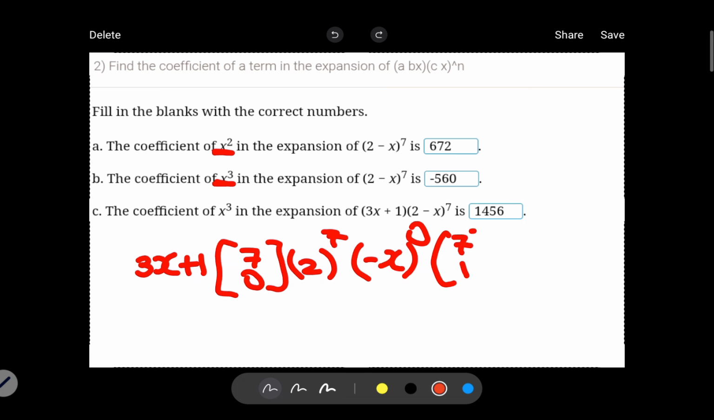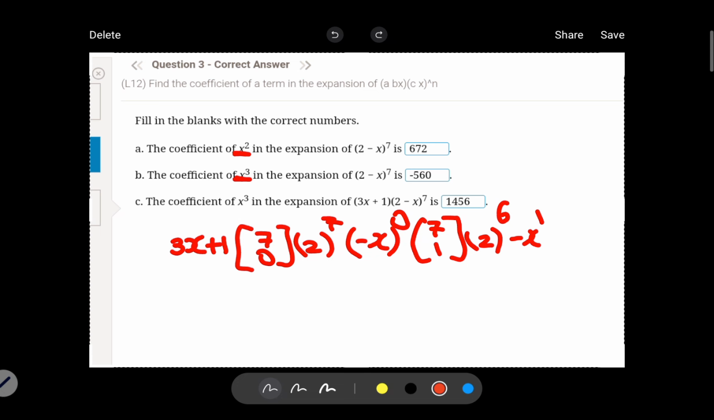Then 7 to the power of, 7 choose 0, 2 to the power of 7, negative x to the power of 0. So when we do this, 7 combination 0 is 1, and 2 to the power of 7 is 128. So basically 128, because this cancels.